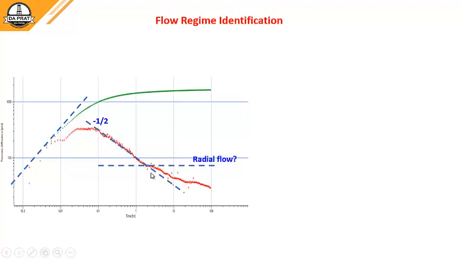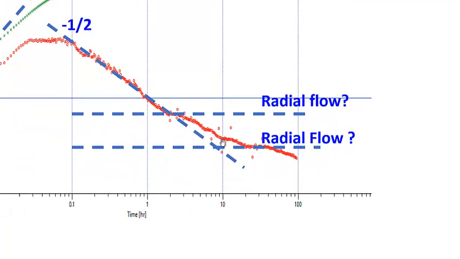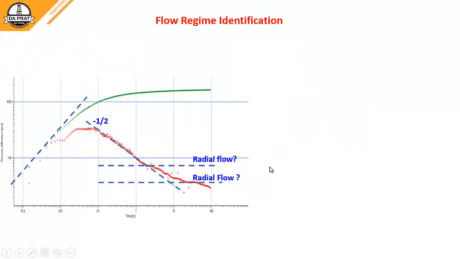Then if it is a spherical flow, over here we may say, well, spherical flow, now we go to the radial flow. Is this the radial flow and then a transition to another radial flow, or is this something else, another type of flow regime, which is the main idea of what we're going to deal with in this test.